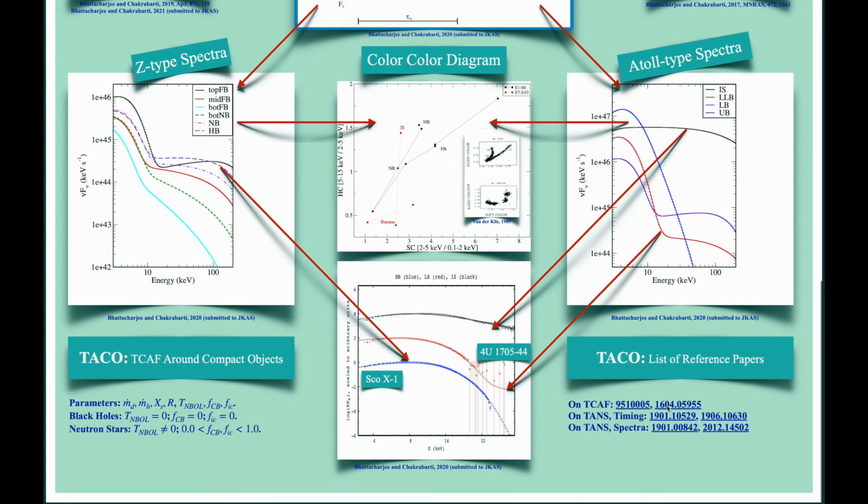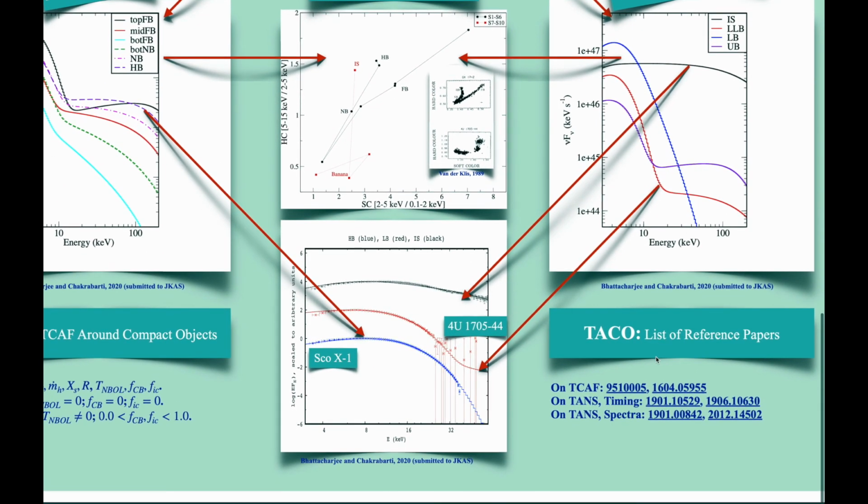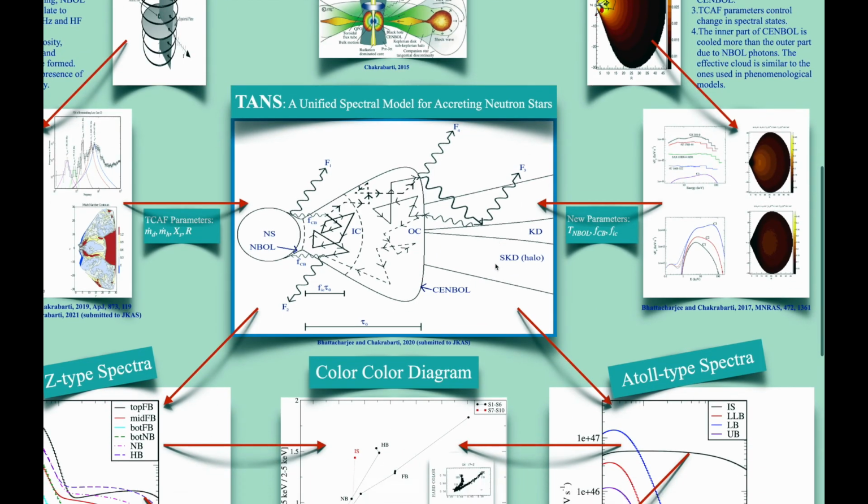Now here are some references that you can look into. The PDF would be available at the link. It should also be available in the video's description box on YouTube. This is the basic model of TCAF from Chakrabarti and Titarchuk 1995. This is a recent review by Chakrabarti. We include both the papers on timing, one on inviscid flow, one on viscous flows, and spectral papers, one on Monte Carlo simulation, one on this particular model, TCAF around neutron stars.